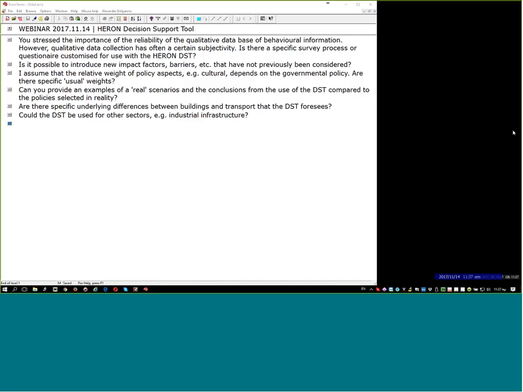I can see that there are some questions, so let me read them. You stress the importance of the reliability of the qualitative database of behavioral information. However, qualitative data collection has often a certain subjectivity. Is there a specific survey process or questionnaire customized for use with the HERON DST?